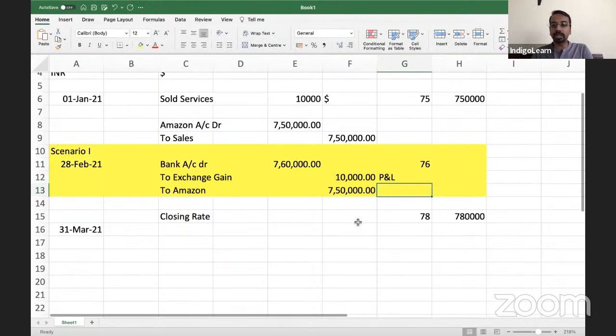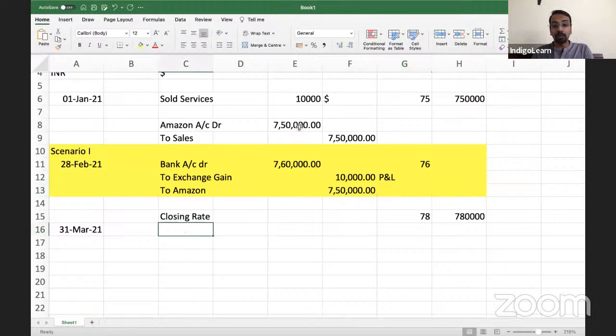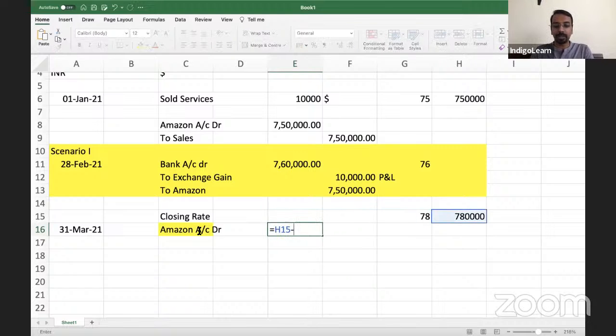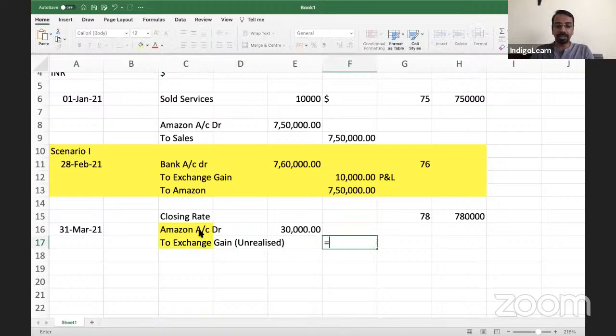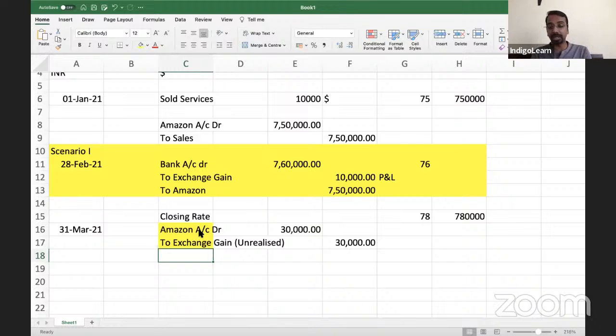Now assume the transaction is not settled on 31st of March, the exchange rate is 78. What would you do in that case? Now the amount receivable is not 750, the amount receivable is 780, considering the exchange rate on 31st of March. So you would say Amazon account debit 780 minus 750, 30,000 to exchange gain. This is unrealized. Okay, exchange gain unrealized 30,000. Even though it is unrealized, meaning you have not yet received it in cash, even in that case, you will credit it to the P&L, right?